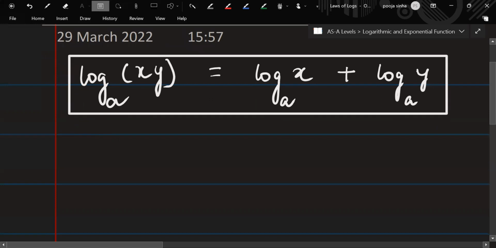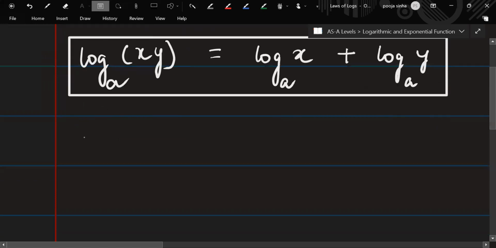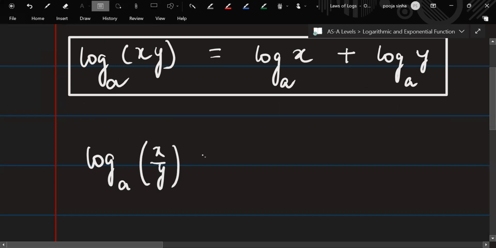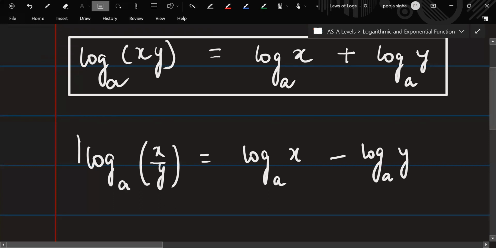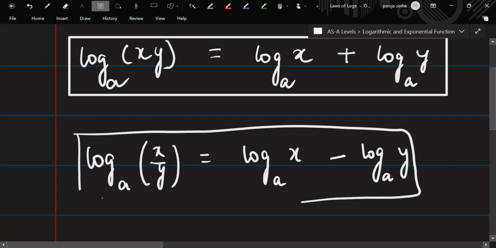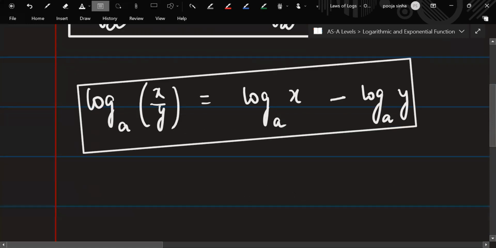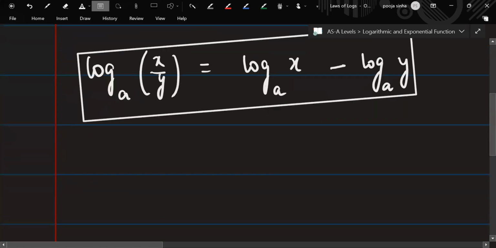Next rule, it's the quotient rule or division rule. What do you think it is going to be? Log base a x upon y. Very good. What should happen here? Log of x to the base a minus log y to the base a. Numerator minus denominator. Right? Minus. So again, here also you need to know both ways.